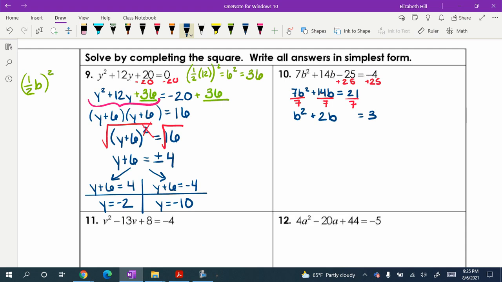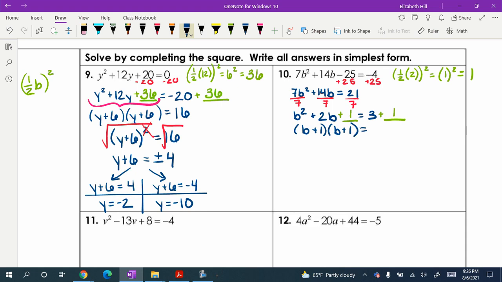Now, I left a little space right there because there's going to be a number that I am now going to add to both sides. I'm going to take 1/2 of b, which in our case here b is 2, and then square it. Half of 2, 1. 1 squared gives me 1. So we're going to add 1 to both sides. This allows me to factor and get b plus 1 and b plus 1.